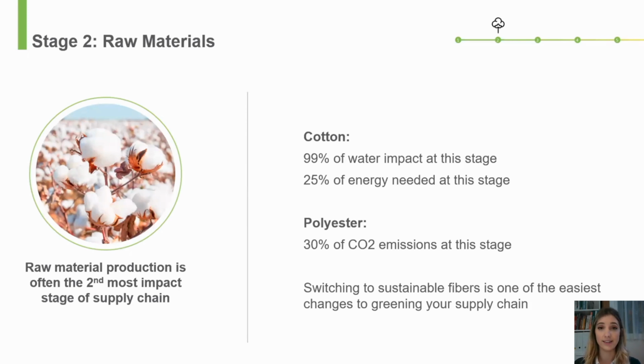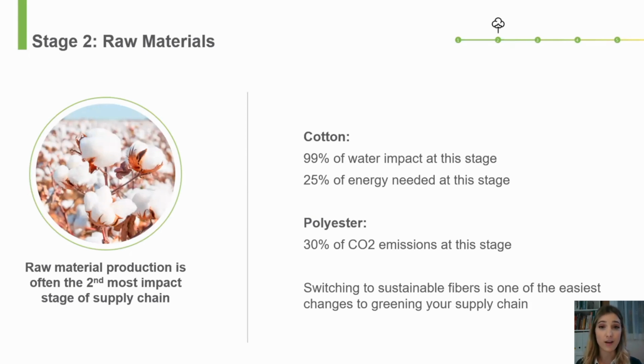Cotton, for example, is an extremely thirsty crop that requires about 2,100 liters of water to make 1 kilogram of fabric. And that makes 99% of its water impact at this stage of the supply chain. It also uses about 25% of all of its energy in the supply chain at this stage. Polyester, on the other hand, requires petroleum to be extracted, and turning this into granulate chips takes about 30% of the total energy use in the supply chains.